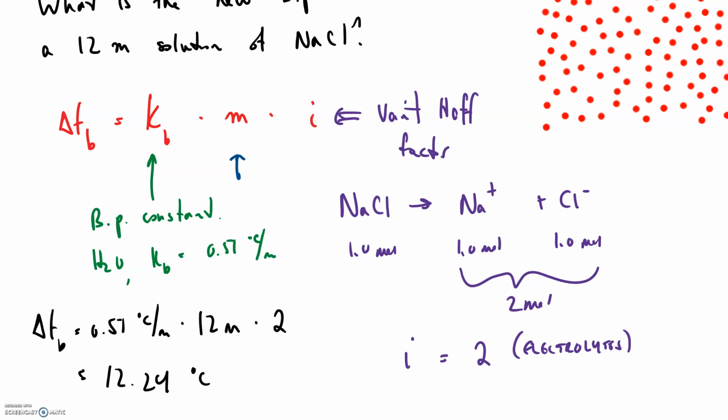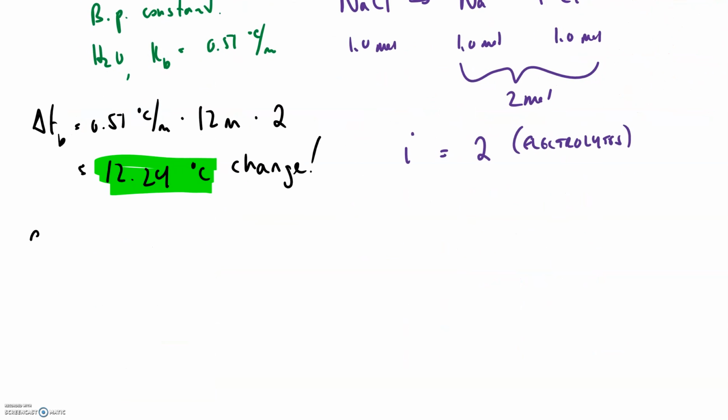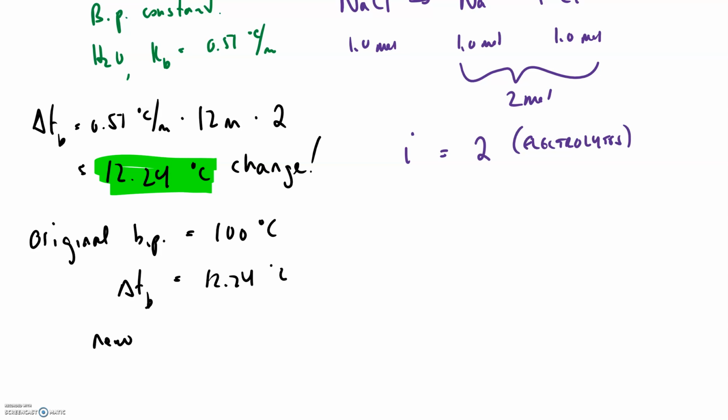But let's remember that this is only the change. This is not the new boiling point. So we want to be careful. If the original boiling point for water is 100 degrees Celsius, and we have changed the boiling point by 12.24 degrees Celsius, then our new boiling point is going to be 112.24 degrees Celsius. Okay, we've seen that before.